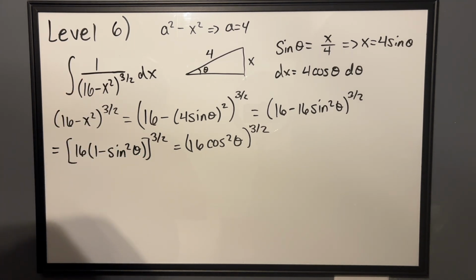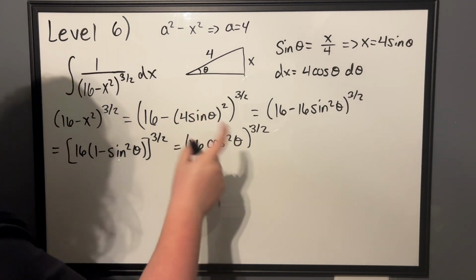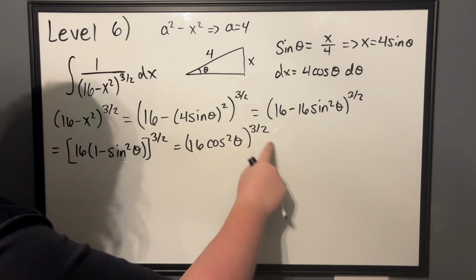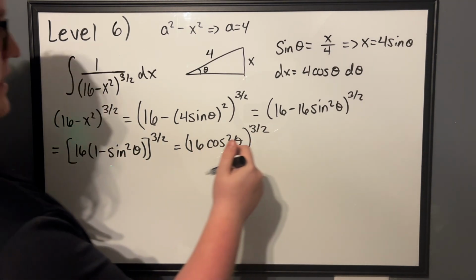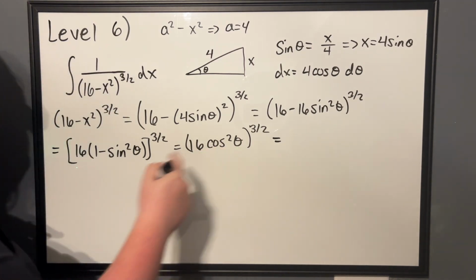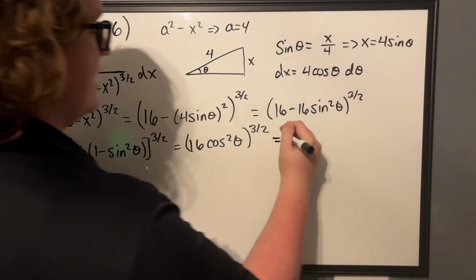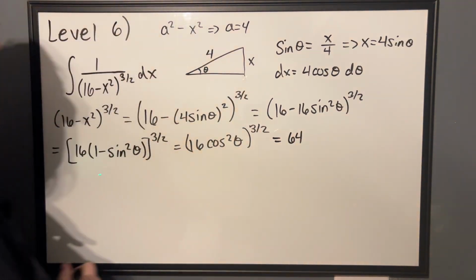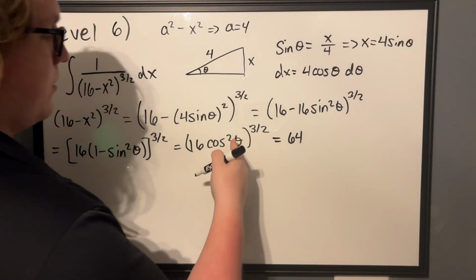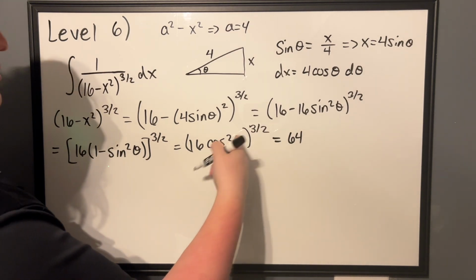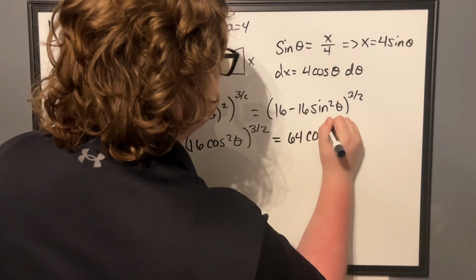Now, what we want to do is try to simplify this a little bit more, and the reason is because we can actually work with this to the 3/2 power. So if we take 16 and raise it to the 3/2 power, you can do this on your calculator, you do it however you want, this is going to give us a 64. Now, if we take cosine squared and raise it to the 3/2, remember we multiply these exponents. So 2 times 3/2 is just going to be 3. So we're going to have cosine cubed theta.